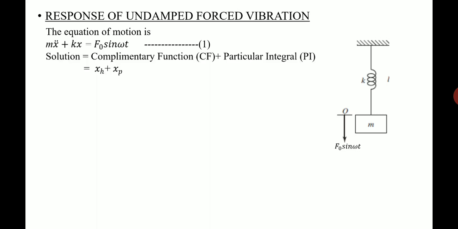Now, as you can see, this is a non-homogeneous differential equation. m x double dot plus k x is equal to f0 sine omega t. In the RHS, it's not 0. There is a component f0 sine omega t. Therefore, it's a non-homogeneous equation.